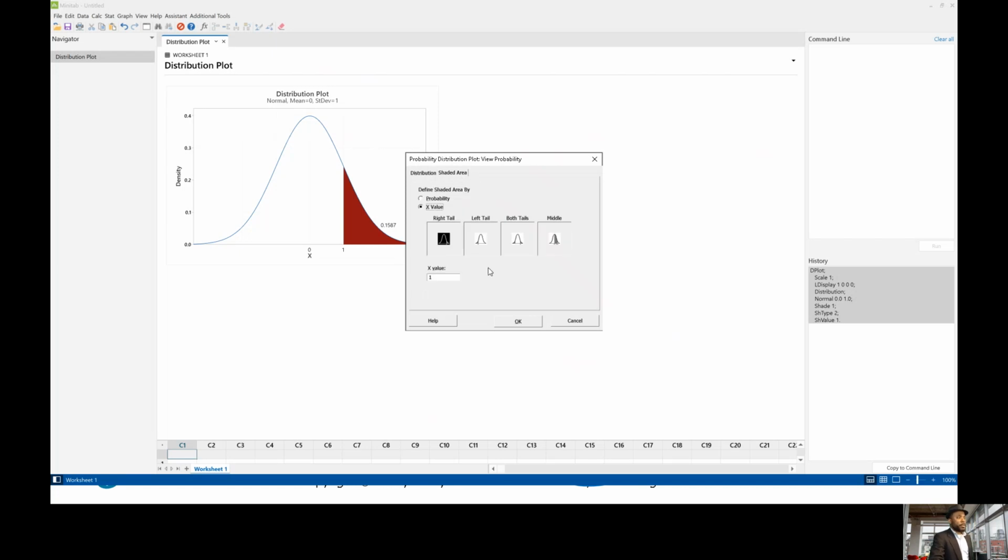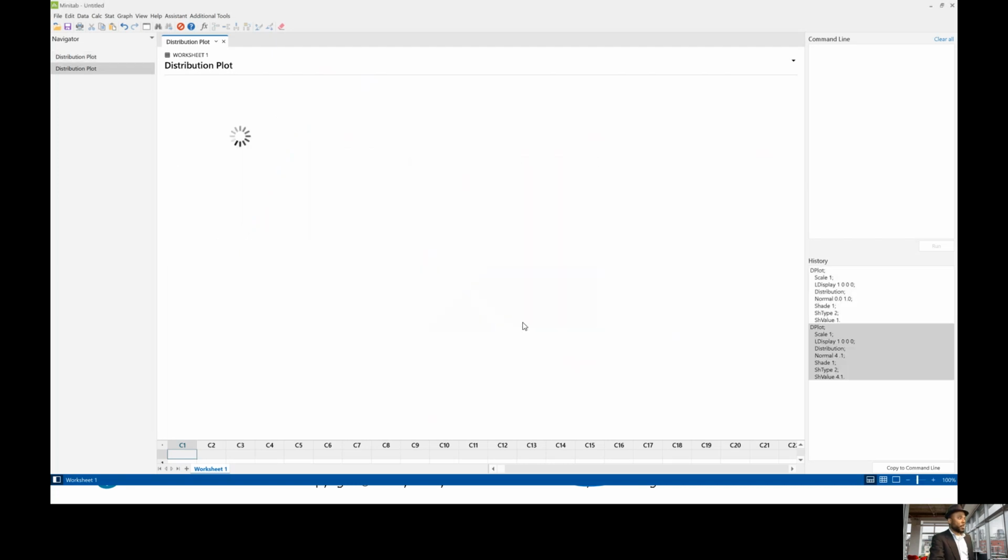Now you click on shaded area, and this time around, we're also looking at the right. But what are we looking at? To the right of 4, as in the area greater than or equal to 4.1. So this time around, you're entering X bar and not Z. So you enter 4.1. Since we're not dealing with the standard normal distribution, once you change this from 0 and 1, and you click OK here, you get the same answer.